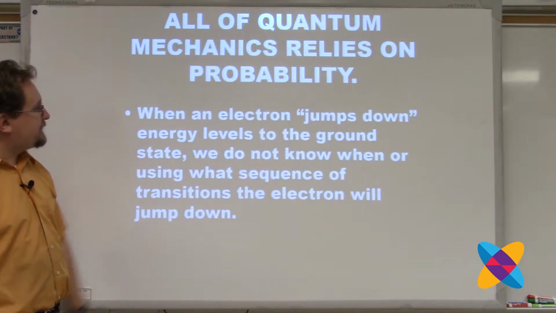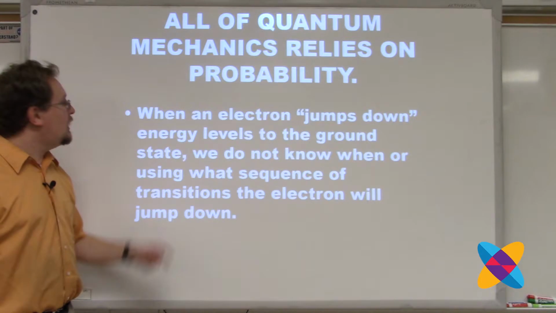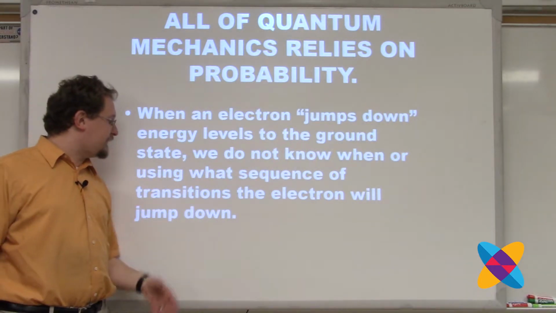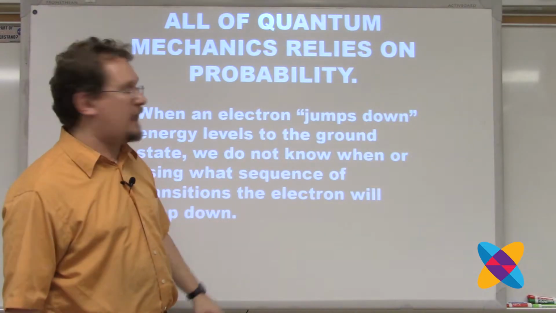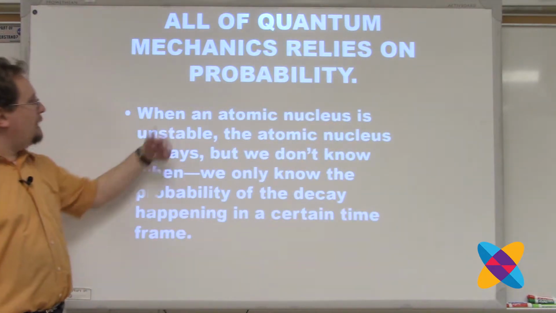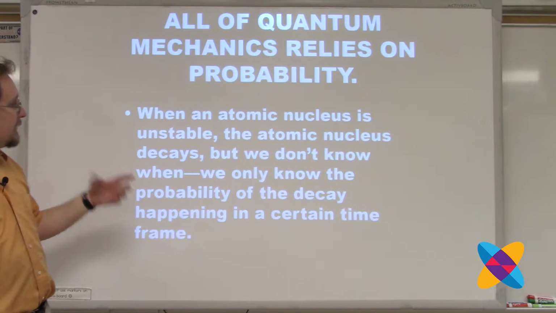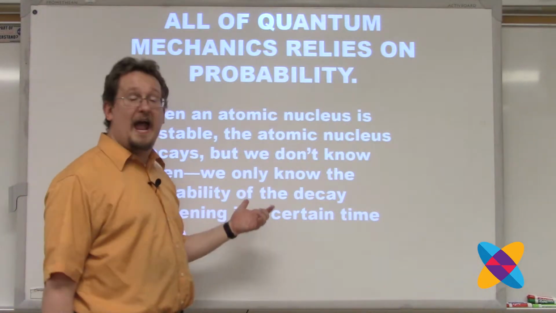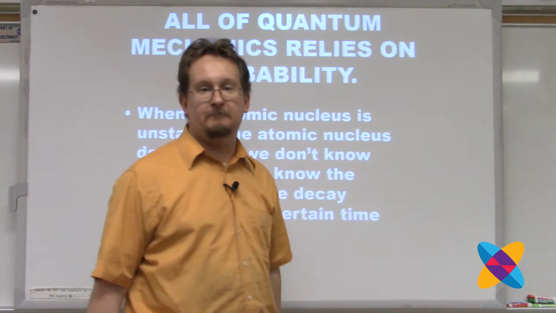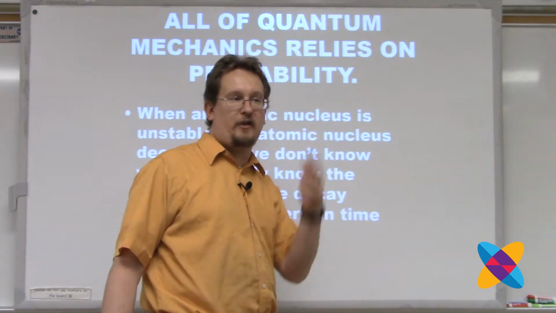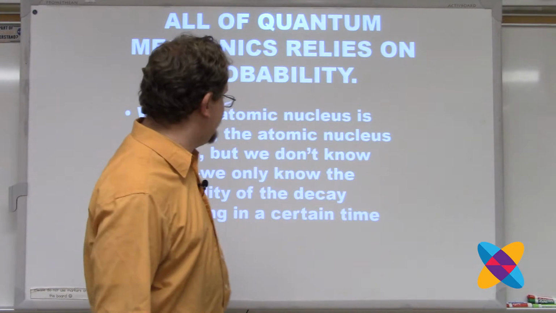When an electron jumps down energy levels, you heard me talk about this, we don't know when or using what sequence of transitions the electron will jump down. I can only tell you the probability of each possibility. When an atomic nucleus is unstable, the atomic nucleus is going to decay, alpha, beta, gamma. When is it going to decay? I don't know, probability, possibility. It gets to that point where I just say those two words and the students know what the sentence is.